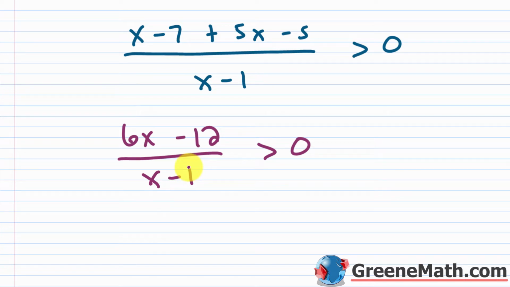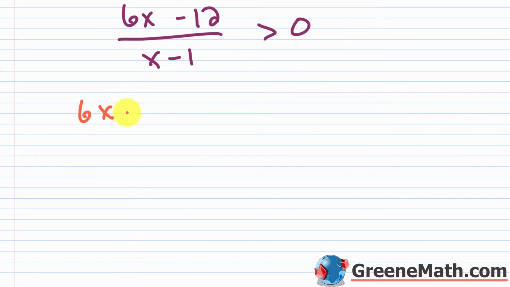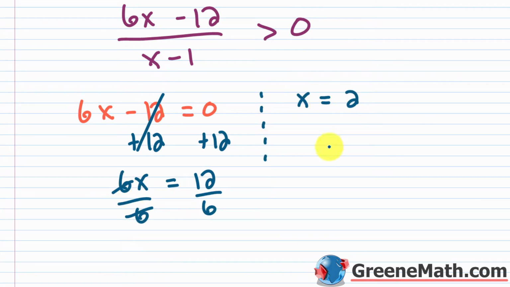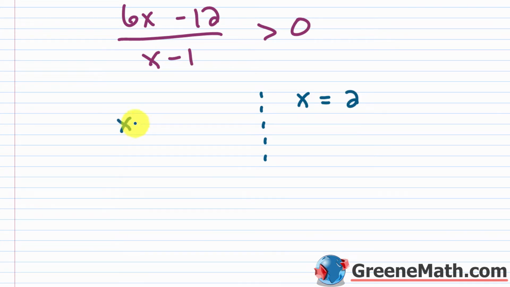So that's very important. So I'm going to set 6x minus 12 equal to 0. Let's solve this equation. We'll add 12 to both sides. We'll cancel this, and we'll say 6x is equal to 12. Divide both sides of the equation by 6. We'll cancel this, and we'll go ahead and say that x is going to be equal to 2. Okay, so that's one critical value. Now the other one is going to be x minus 1 is equal to 0. Add 1 to both sides. We'll cancel this. So we get x is equal to 1.